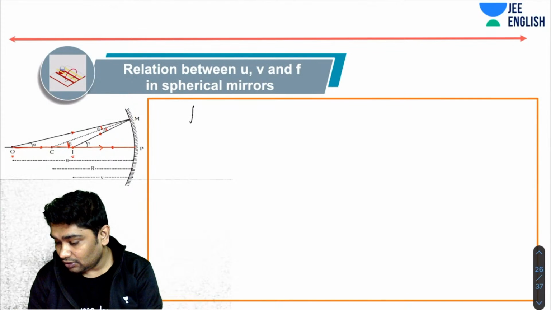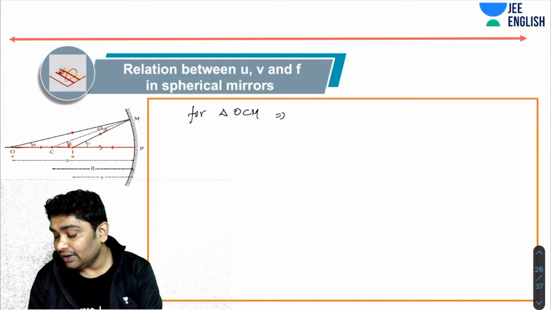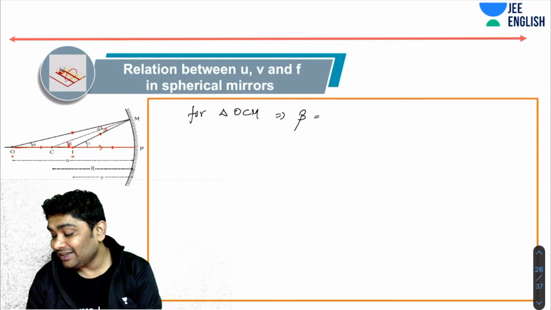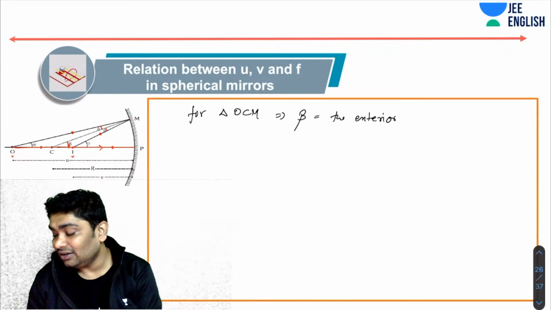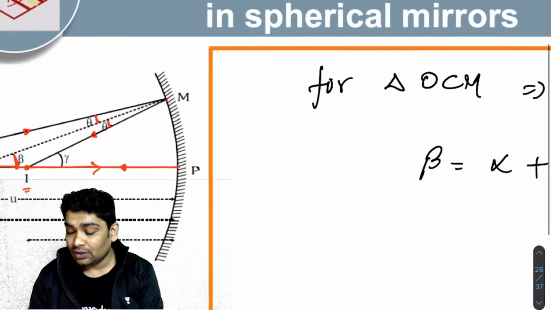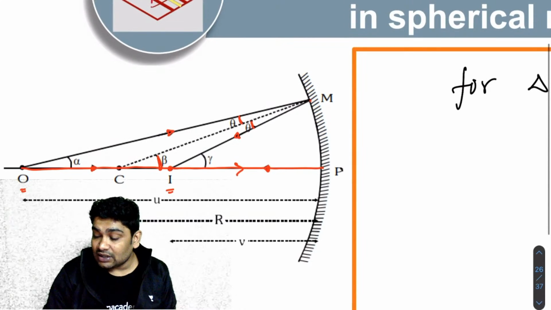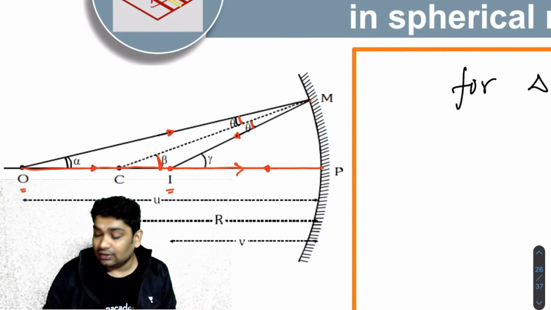For triangle OCM, beta is equal to the exterior angle. Since it is the exterior angle, I can say beta would be equal to the sum of the two interior angles, alpha plus theta. That you should be able to see from here: beta would be a sum of this angle and this angle.